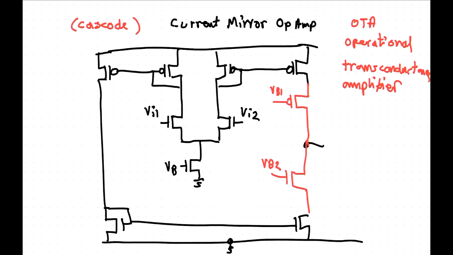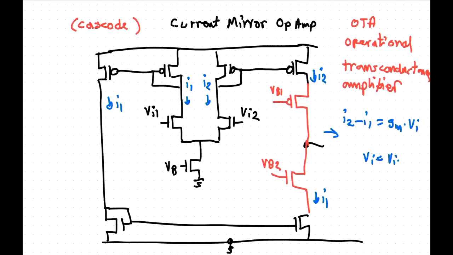So we have the current here. Let's call it I2 and I1. So that current there is I2 minus I1, which is also equal to gm times Vin, where Vin is the difference, so that's Vin2 minus Vin1, I guess. And gm is for the differential pair here.